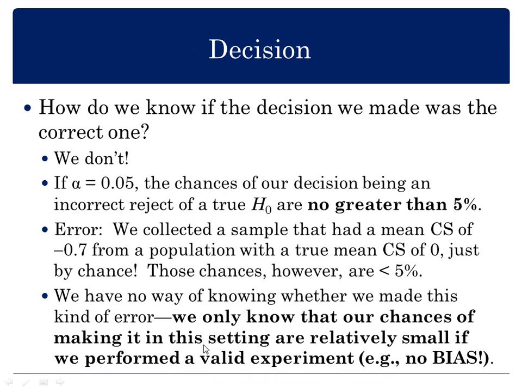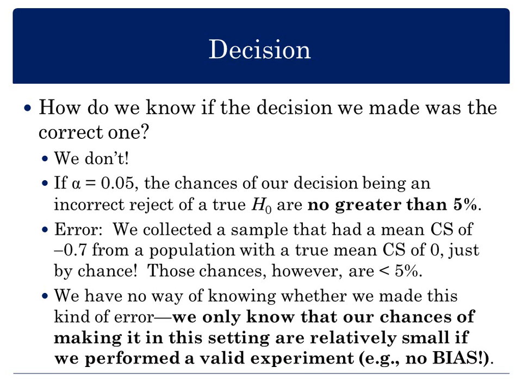How do we know, once we've made a decision, if it was correct or not? And the answer is we don't, until you replicate and replicate and replicate, and you get pretty standard evidence with nothing conflicting. Even then, you don't know with 100% certainty. There may be something else going on that you don't know about. But the answer is we never really know the truth until we can observe the entire population.